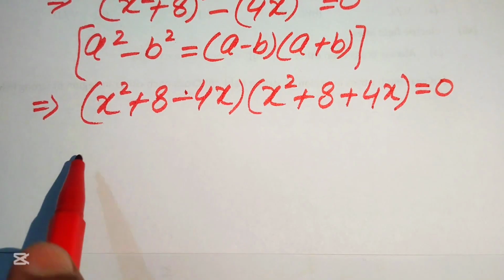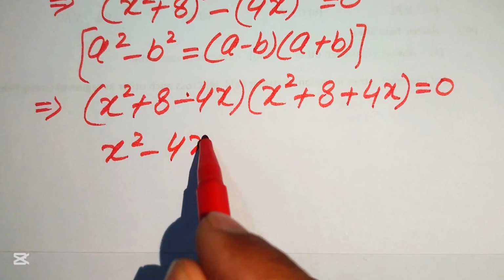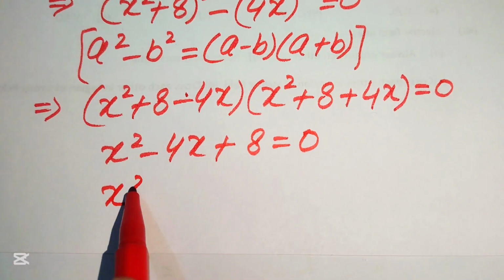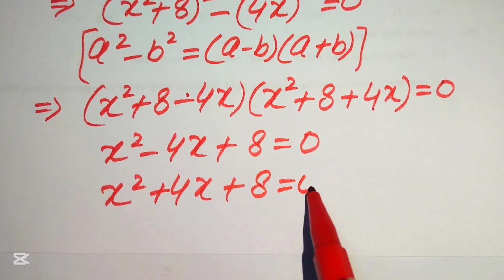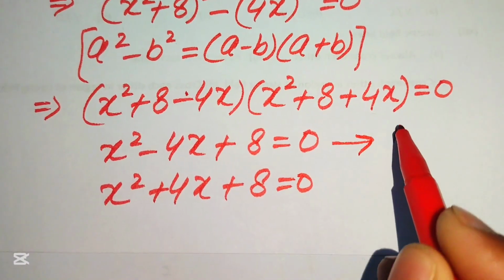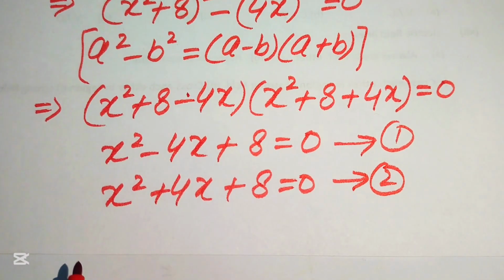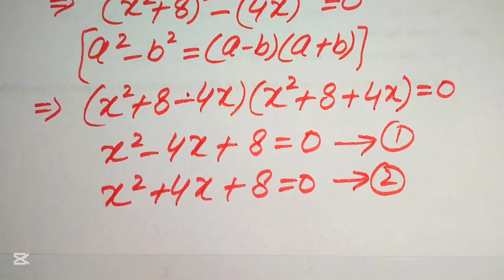So now we need to convert this equation into two cases. Our first case is x square minus 4x plus 8 equals 0, and the second case is x square plus 4x plus 8 equals 0. We call this equation number 1 and this equation number 2. So these two equations are quadratic equations in the variable x but with different coefficients. So now we need to find the value of x from both of these equations by using the quadratic formula.